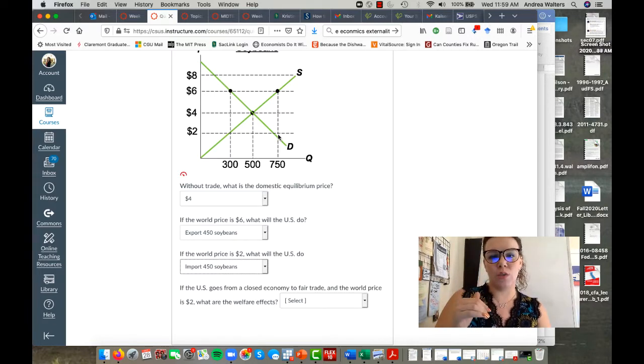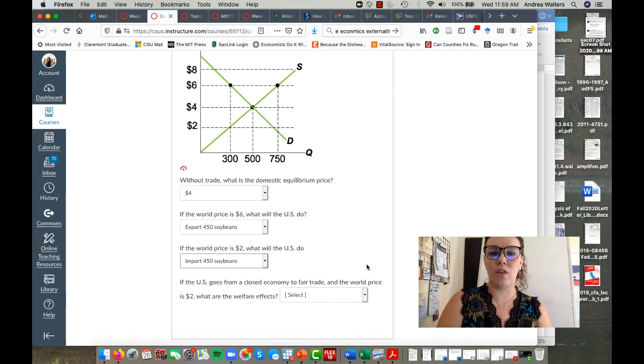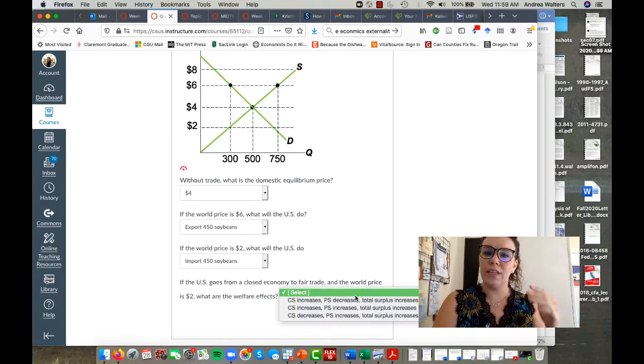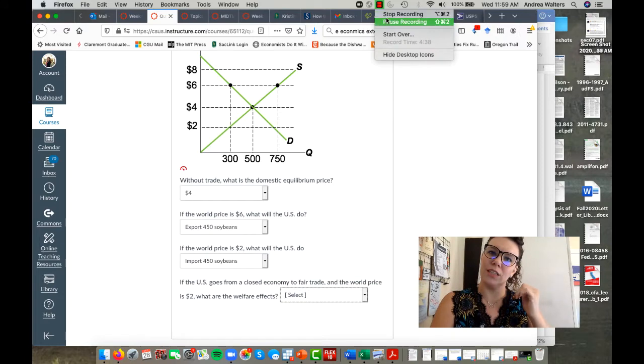If the US goes from a closed economy to free trade and the world price is $2, what are the welfare effects? So if we go from being here at $4 to being here at $2, what are the welfare effects? Well, we're going to see a couple of things, and I'm going to show it to you on the board. So let's pause and take a look at that.